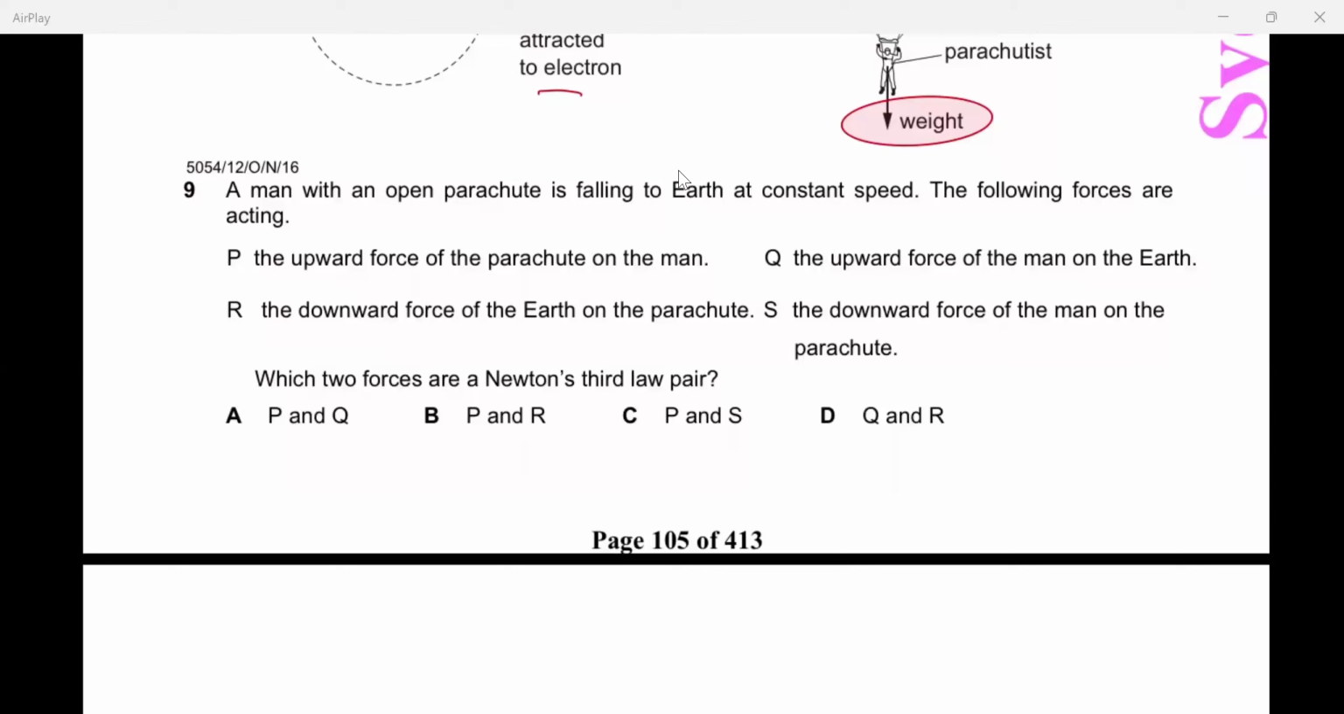All right. A man with an open parachute is falling to earth at constant speed. The following forces are acting. Upward force of the parachute on the man. Upward force of the man on the earth. That's a third thing. Downward force of the earth on the parachute. This can be an option. Downward force of the man on the parachute. This can be an option. Now which one should we choose?